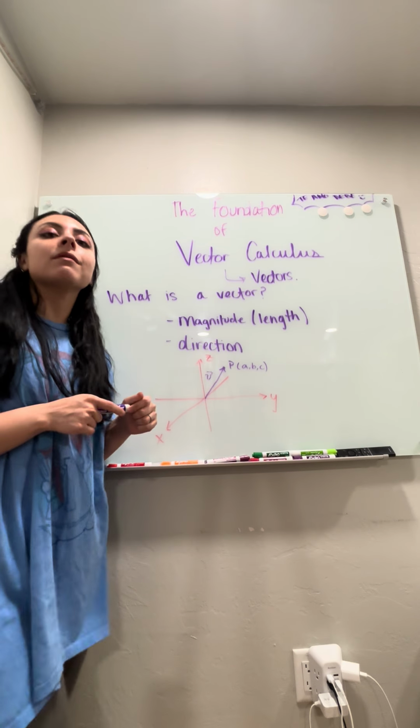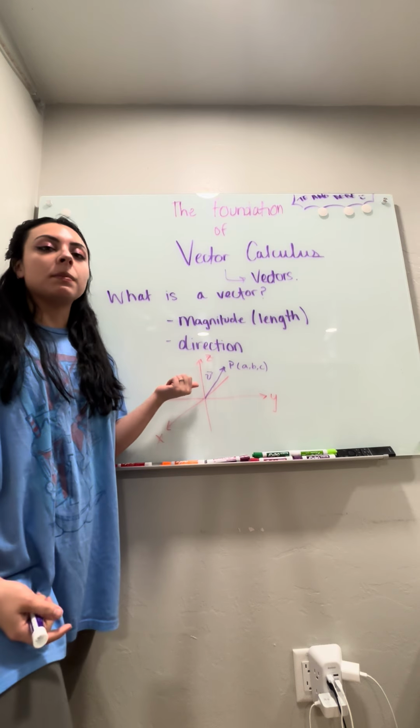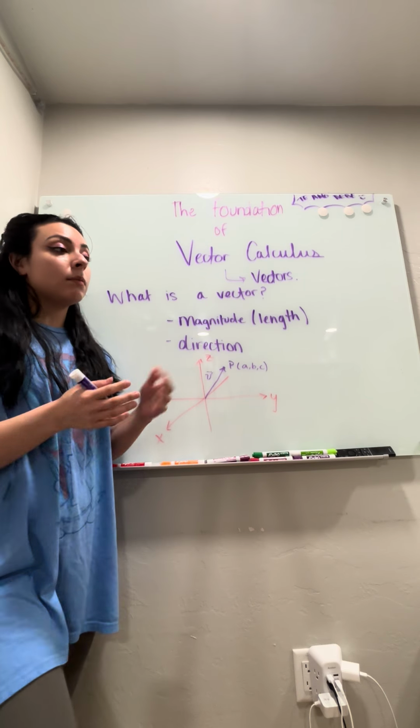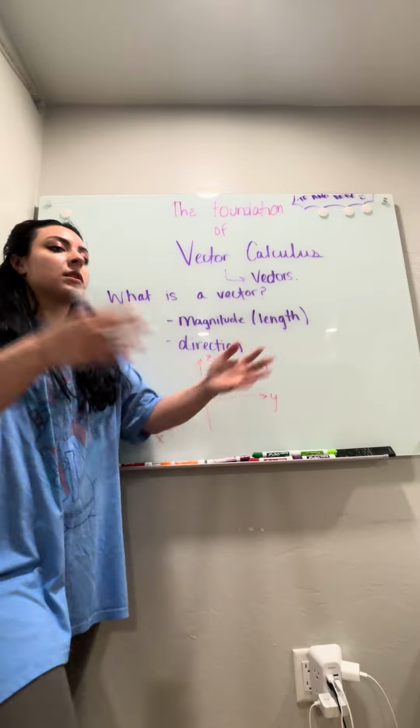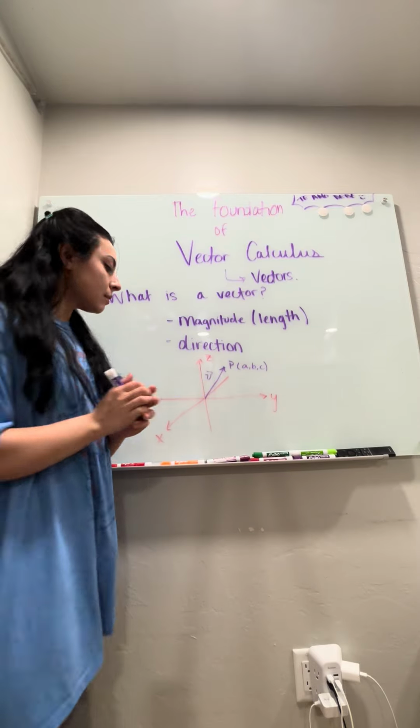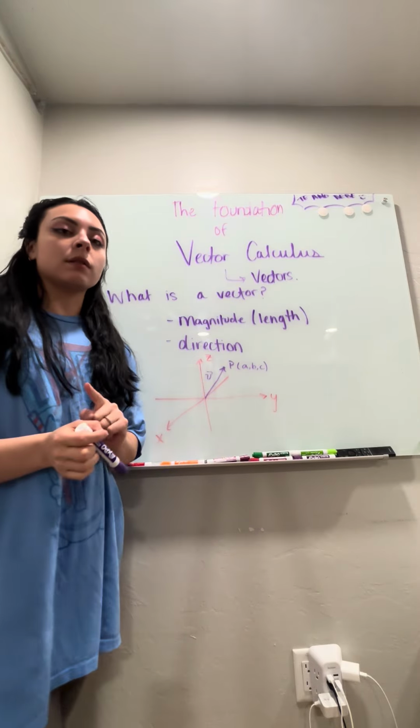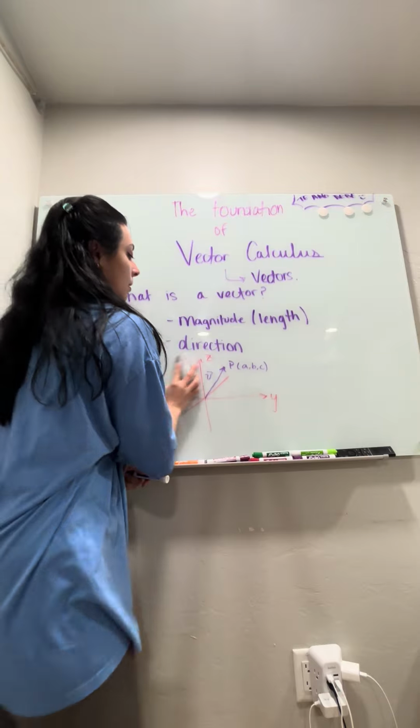This is one example of a vector, but vectors don't have to just be position vectors. They can be vectors existing just in 3-space however as they please, and we'll get to vector fields later.